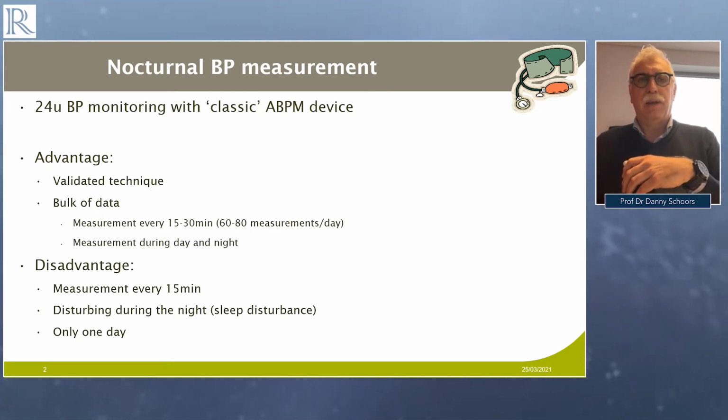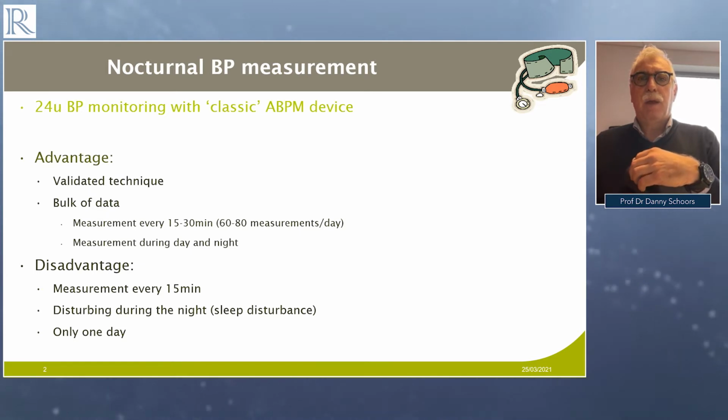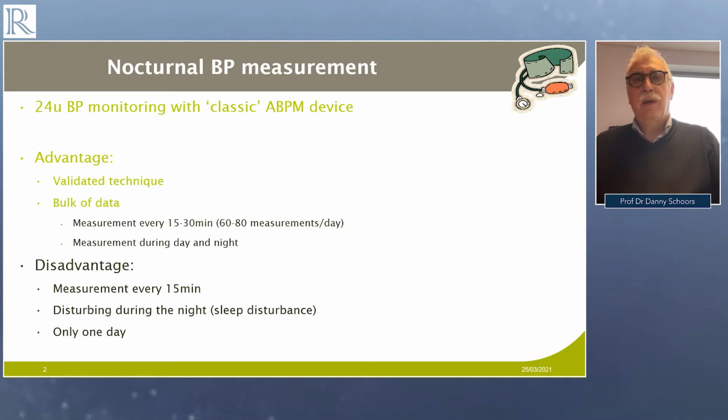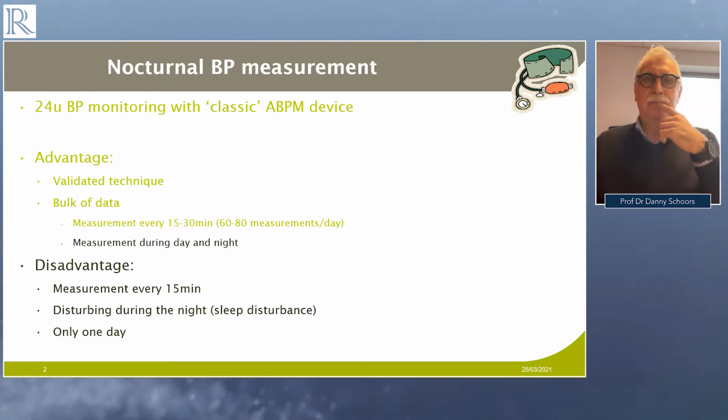We have a lot of data because we have measurements every 15 minutes during the day and every 30 minutes during the night. So it gives us, at a whole, after 24 hours, about 60 to 80 measurements for the whole day. And the advantage is that you have measurements during day and night.